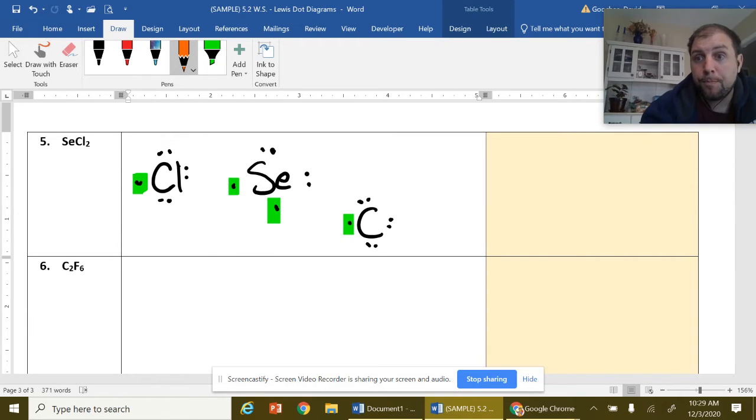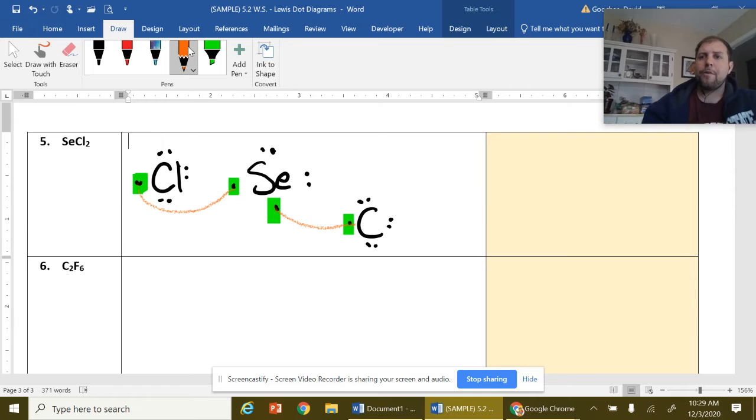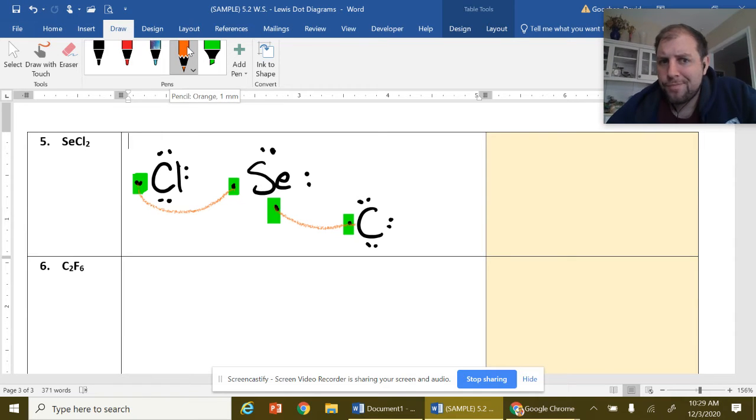So now we got to connect these dots. Well, this one's pretty simple. This guy is going to connect to that one. This one's going to connect to that one. There, now every single unpaired electron has matched up to another unpaired electron on another atom.